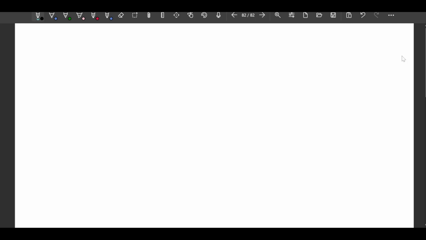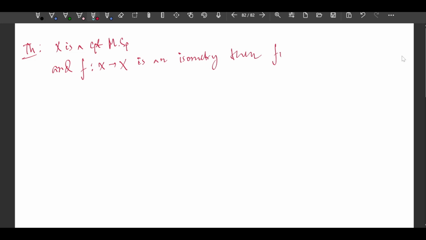So now we have all the necessary tools to prove that theorem: if X is compact and f is an isometry from X to X, then f is a surjection. Okay. Now I am writing the statement again: X is a compact metric space, and f from X to X is an isometry, then f is surjective. Okay. Now we will prove this.